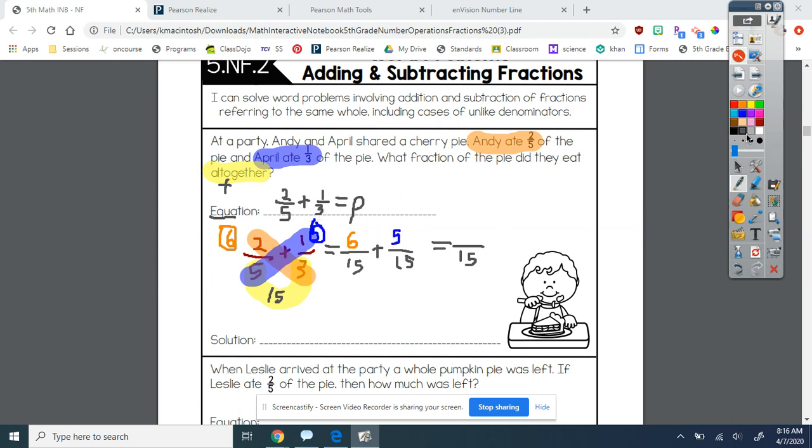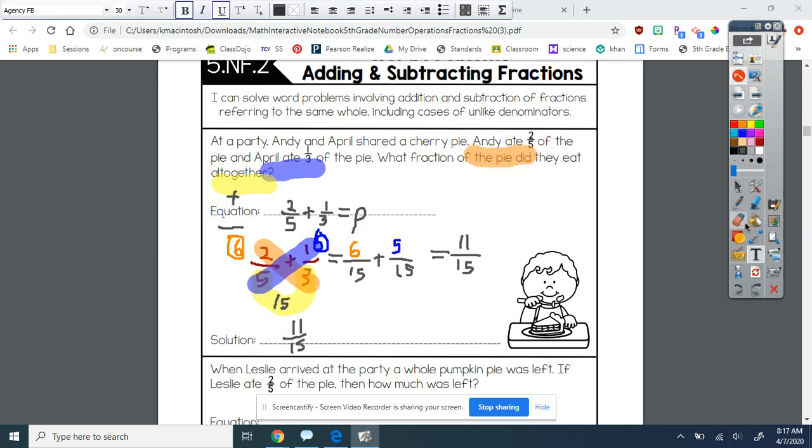And then just like our notes said yesterday, find that sum. 6 plus 5 is 11. I cannot divide 11 and 15 by anything besides 1. So my solution then is 11/15, but it's a word problem. You must label your answers, please. 11/15 what?